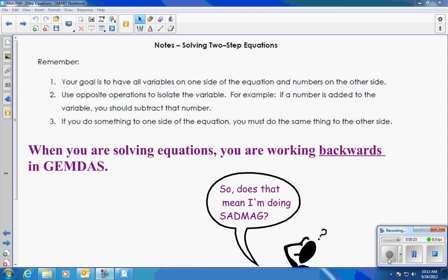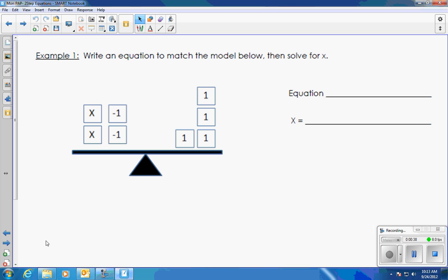And then if you do something to one side of the equation, you must always do the same thing to the other side. The easiest way to work with solving equations is to work GEMDAS backwards. So yes, that means you're doing SAD-MAG. First thing we're going to do is look at a model.